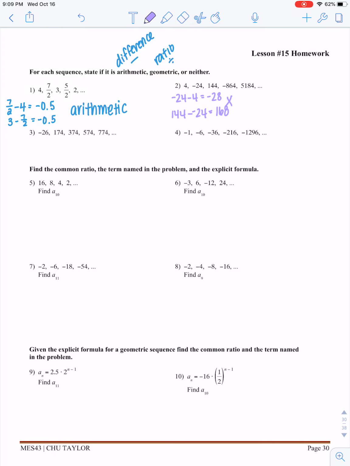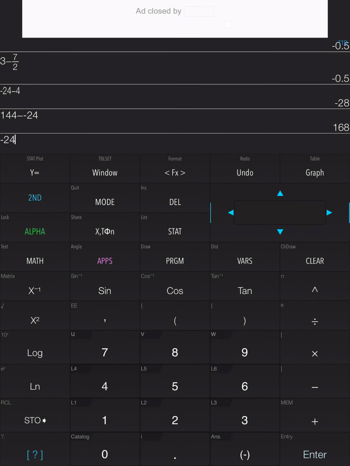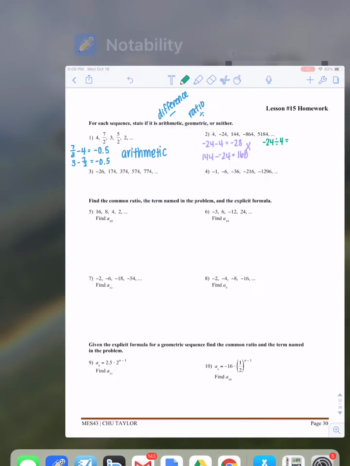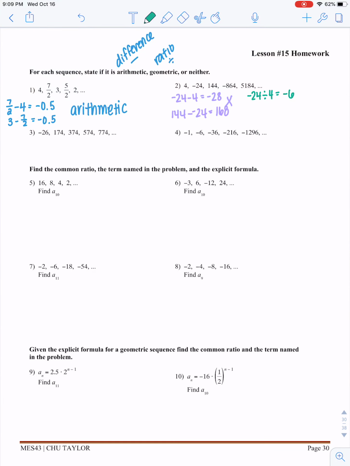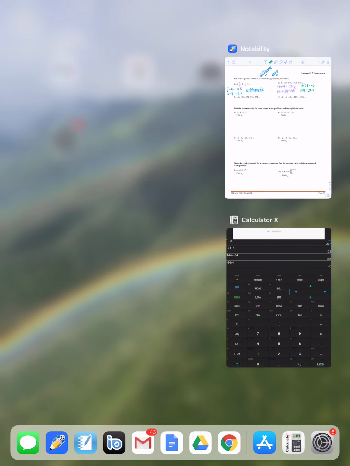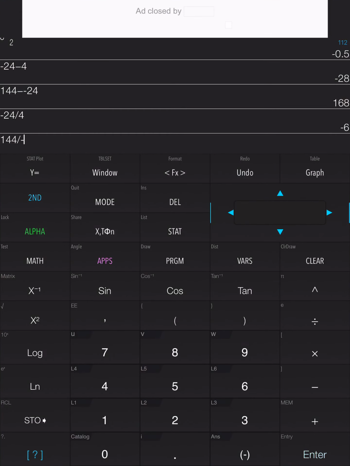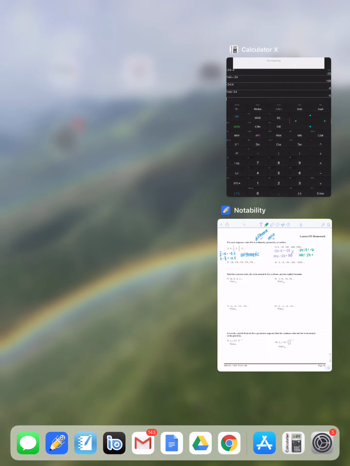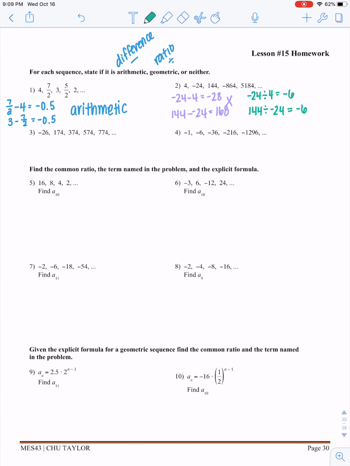We're going to check if it's geometric now by taking the second term, negative 24, and dividing it by the first term. Negative 24 divided by 4, and we get negative 6. Again, I'm not doing any of the math. I'm just using my calculator. And then we take our third term, 144, and you divide by your second term. 144 divided by negative 24. And we get negative 6. So when we divide, we get the same answer every single time. So this must be geometric.